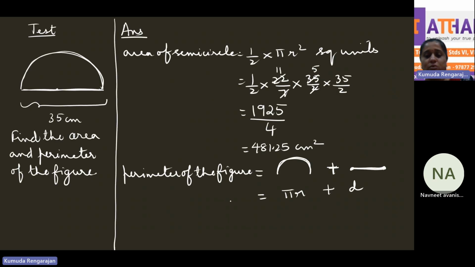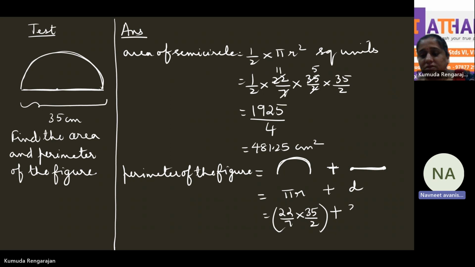So now work this. Pi is 22 by 7 into r. What's the value of r? 35 by 2. Put this in a bracket. Plus, what is d? Ma'am, 35. Plus 35. Now let's simplify this.